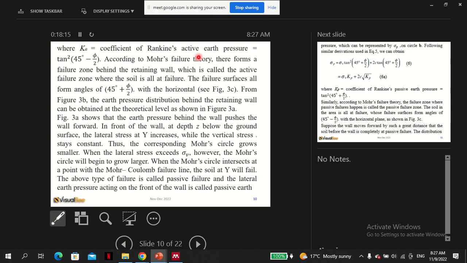From figure 3b, the earth pressure distribution behind the retaining wall can be obtained at a theoretical level, as shown in 3a. Figure 3a shows the earth pressure behind the wall pushes the wall forward. In front of the wall at depth z below the ground surface, the lateral stress at y increases, the vertical stress stays constant, thus the corresponding circle grows smaller.